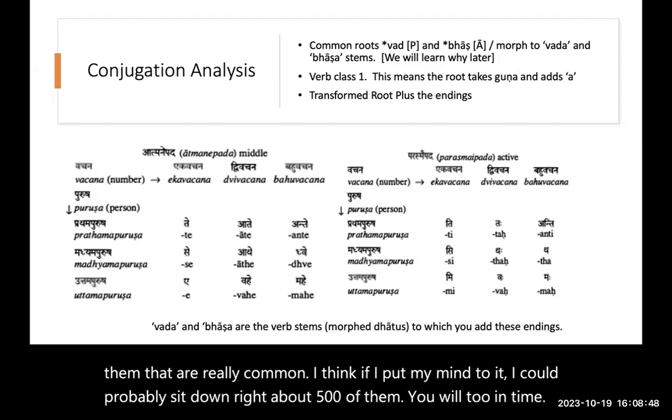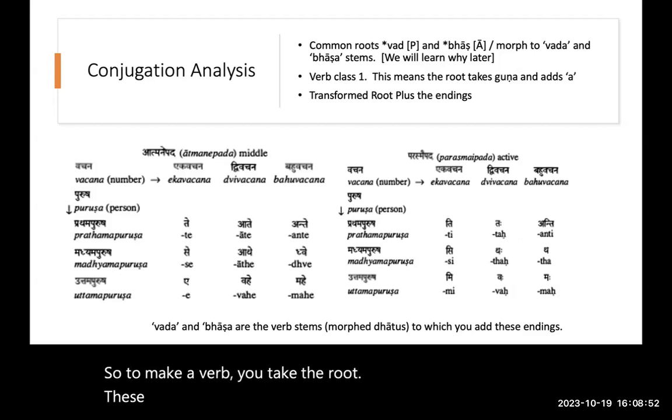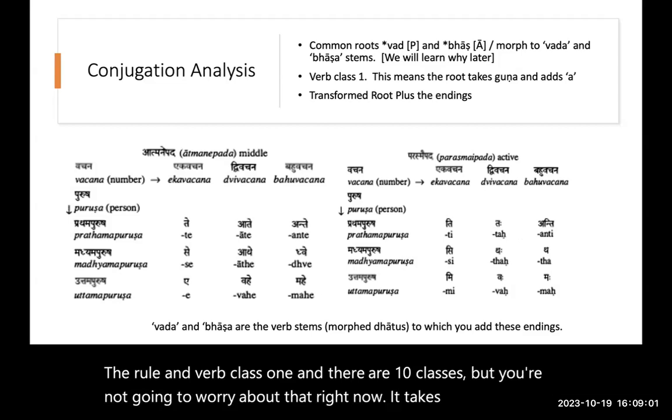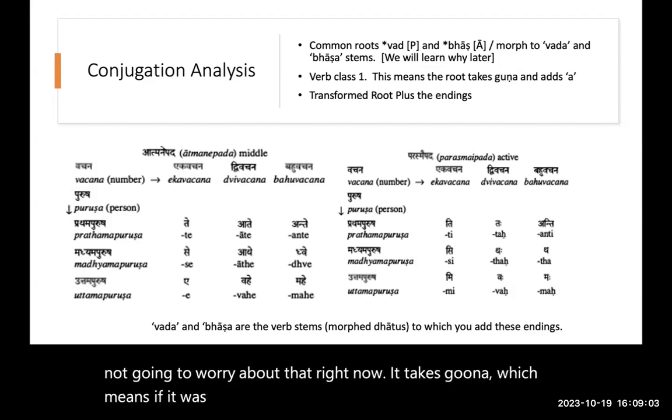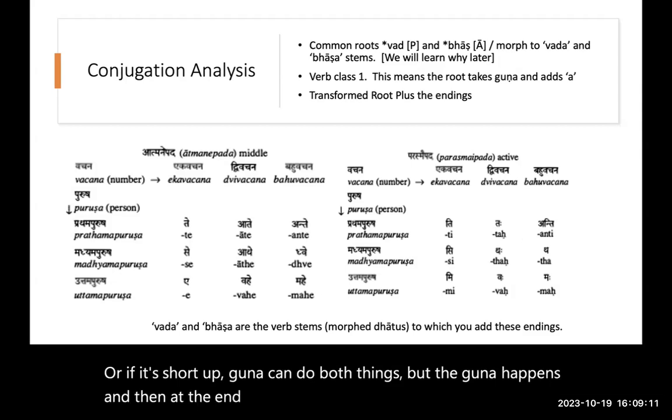So to make a verb, you take the root. These both are in verb class one. The rule in verb class one, and there are 10 classes, but you're not going to worry about that right now, is that it takes guna, which means if it was long or short, the guna can do both things, but the guna happens. And then at the end, so vud, they add an a to it.